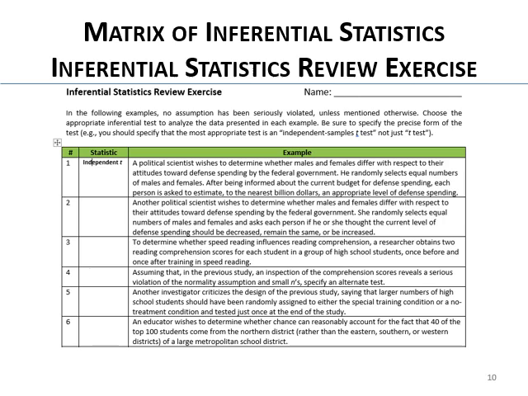So, for example, a political scientist wishes to determine whether males and females differ with respect to their attitudes towards defense spending by the federal government. He randomly selects equal numbers of males and females, after being informed about the current budget for defense spending. Each person is asked to estimate to the nearest $1 billion an appropriate level of defense spending.